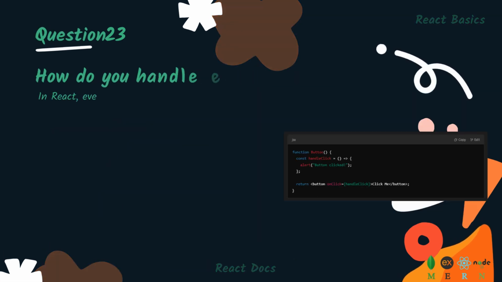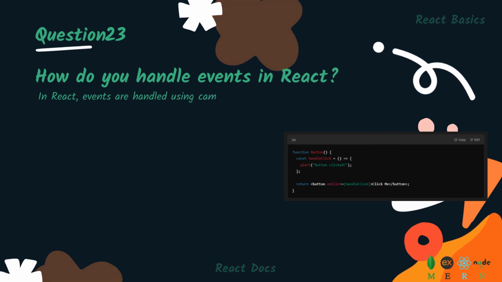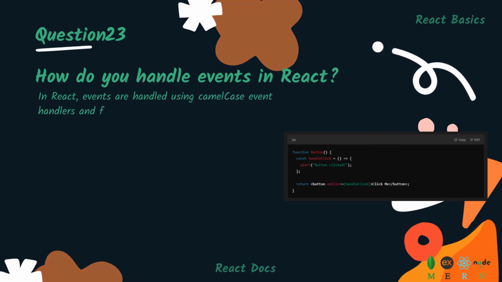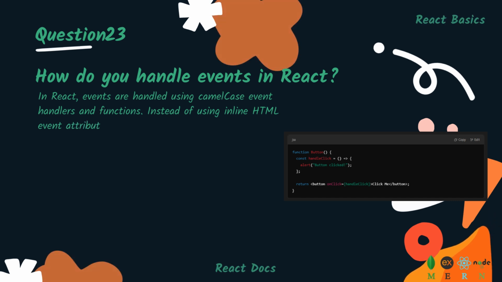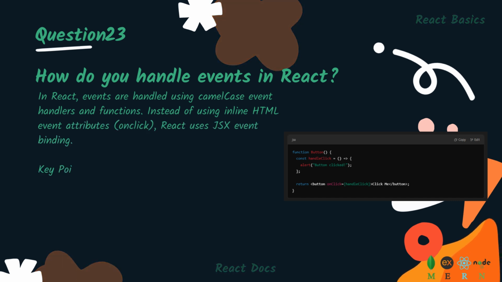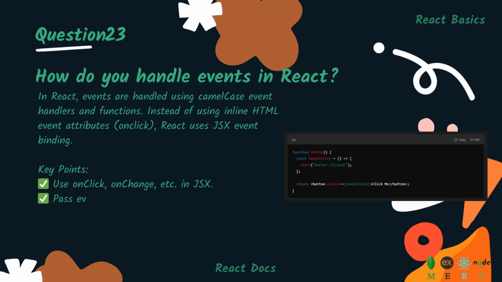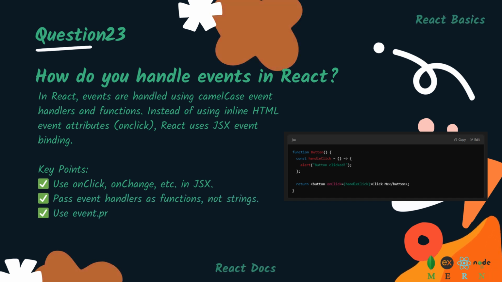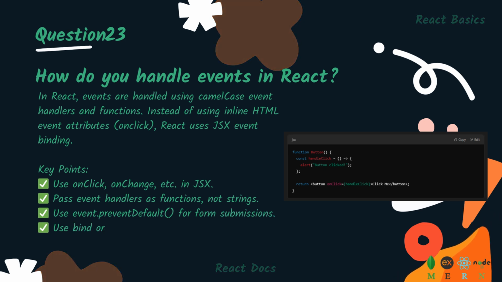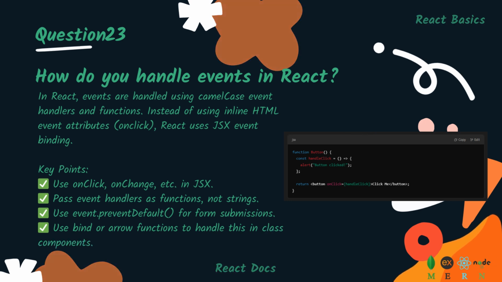How do you handle events in React? In React, events are handled using camelCase event handlers and functions. Instead of using inline HTML event attributes like onclick, React uses JSX event binding. Key points: use onClick, onChange, etc. in JSX. Pass event handlers as functions, not strings. Use event.preventDefault for form submissions. Use bind or arrow functions to handle this in class components.